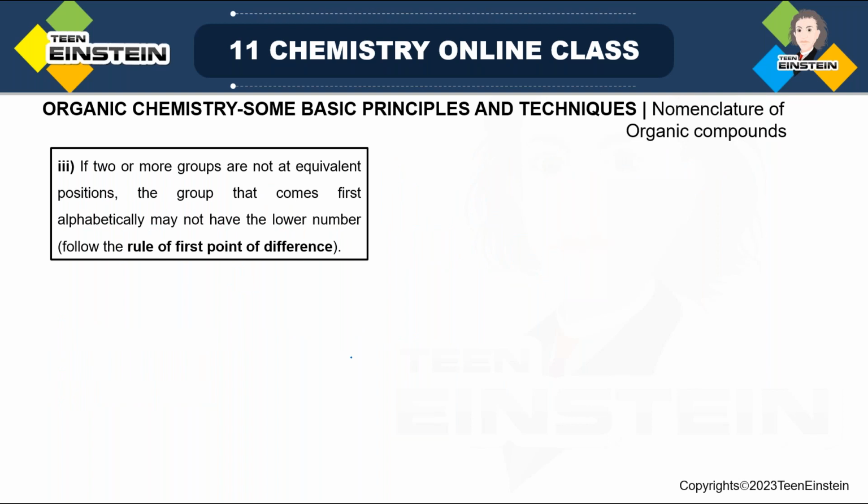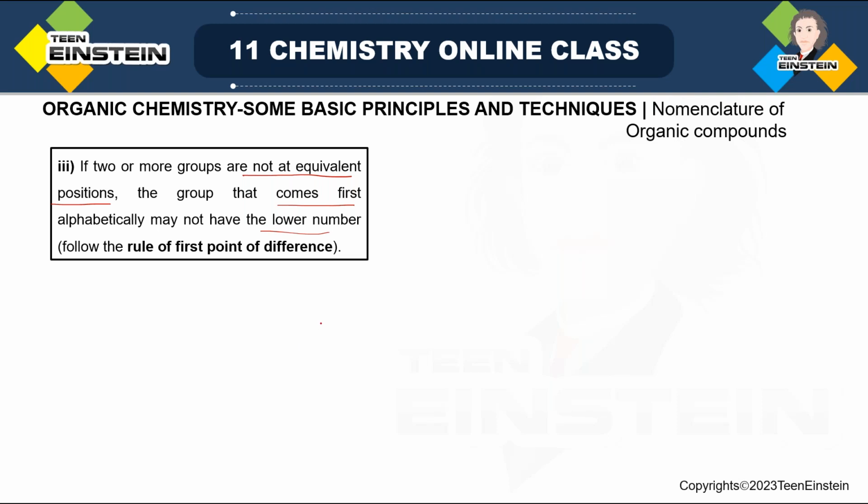The next rule: if two or more groups are not at equivalent positions, the group that comes first alphabetically may not have the lower number.